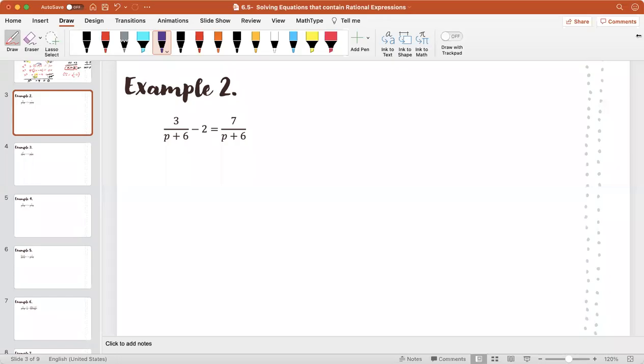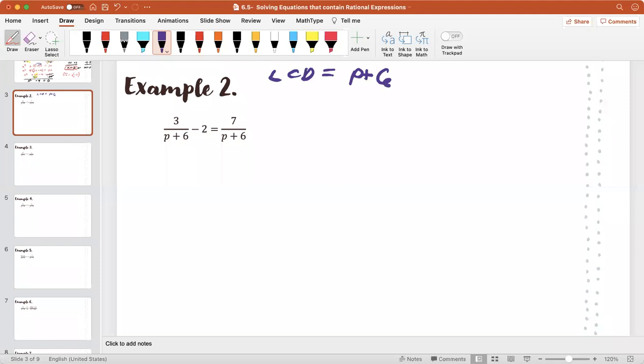Example 2, you have 3 over p plus 6 minus 2 equals 7 over p plus 6. Let's find the LCD first. Working on this equation, note that both denominators are the same, p plus 6. So what's our LCD here? It's simply p plus 6.